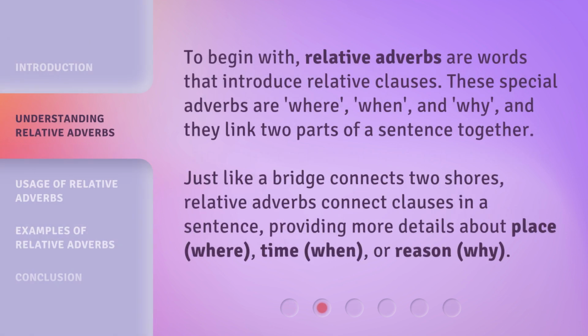To begin with, relative adverbs are words that introduce relative clauses. These special adverbs are where, when, and why, and they link two parts of a sentence together. Just like a bridge connects two shores, relative adverbs connect clauses in a sentence, providing more details about place, where, time, when, or reason, why.